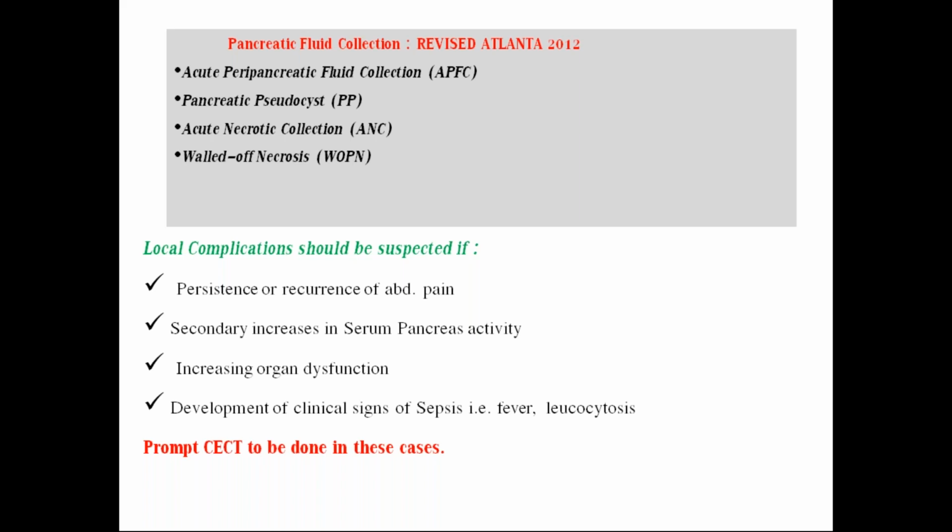So you need to suspect local complications, that is, persistence or recurrence of abdominal pain, increase in serum pancreatic enzyme activity, increasing organ dysfunction, and septic complications like increased fever and leukocytosis. A prompt contrast CT should be done in these cases.